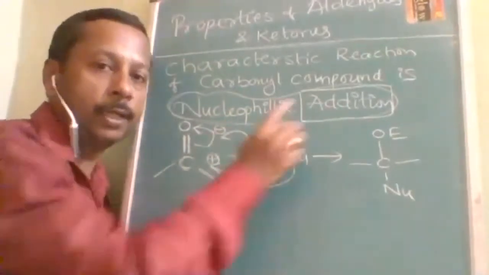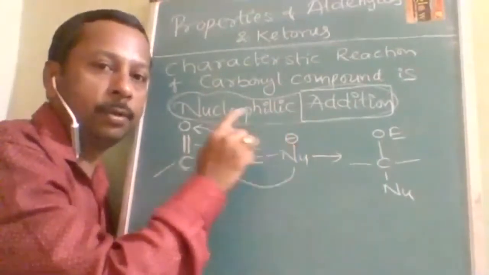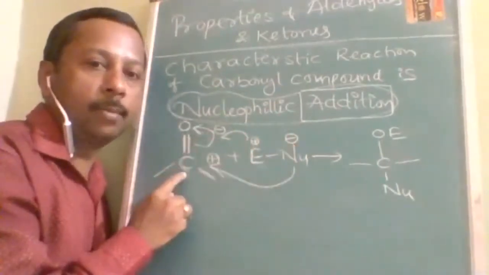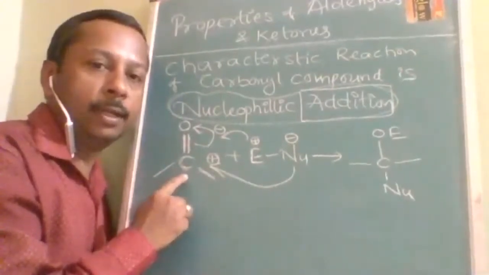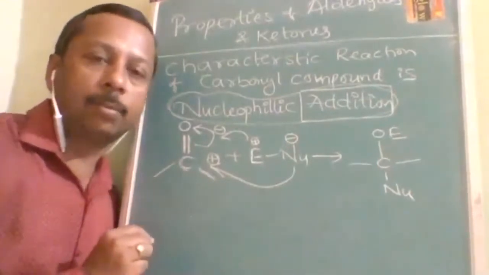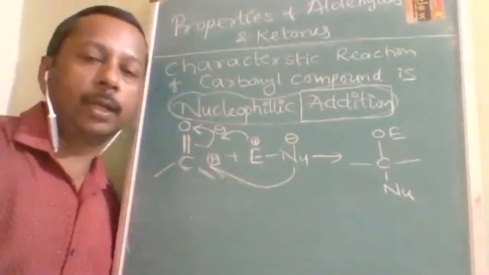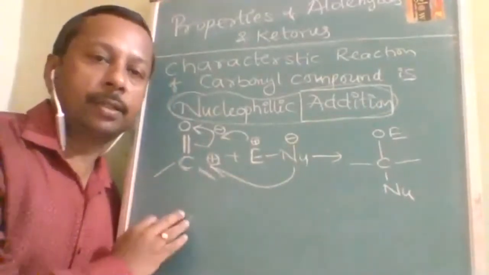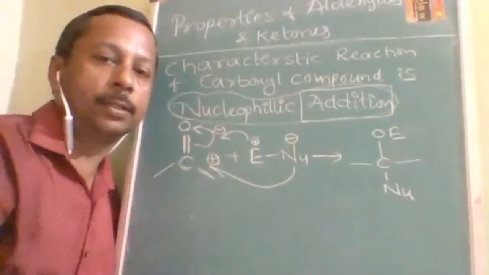Is it understood? Why addition? Why only nucleophilic? Addition is because of the pi bond. Nucleophilic is because of the instability of the carbocation, which is further because of the non-availability of the octet. So the characteristic reaction of carbonyl compounds is nucleophilic addition, and this is the way it is going to be attached. If you understand this, the further examples we are going to take will be very easy.